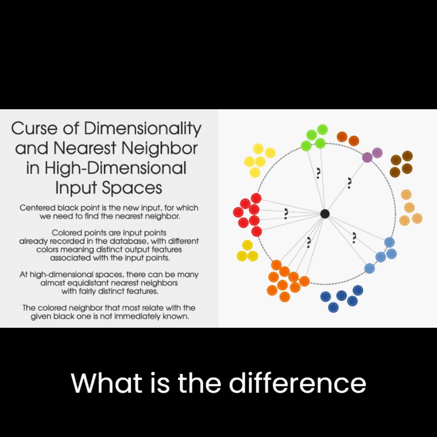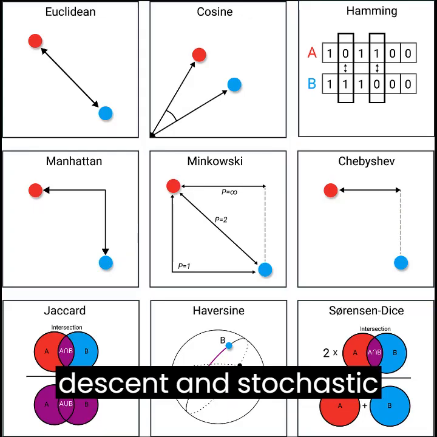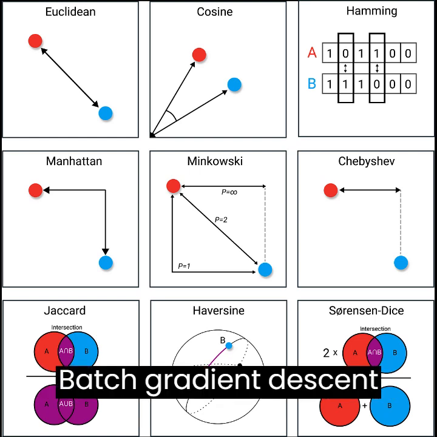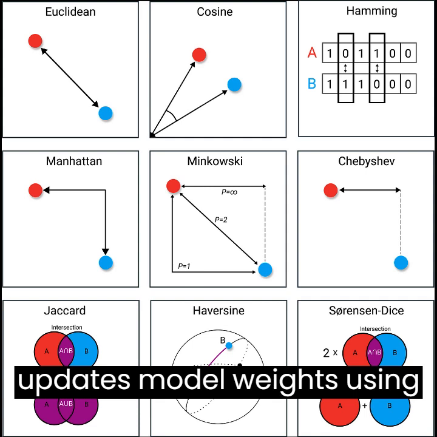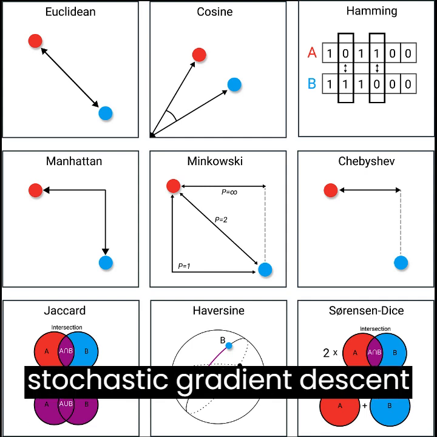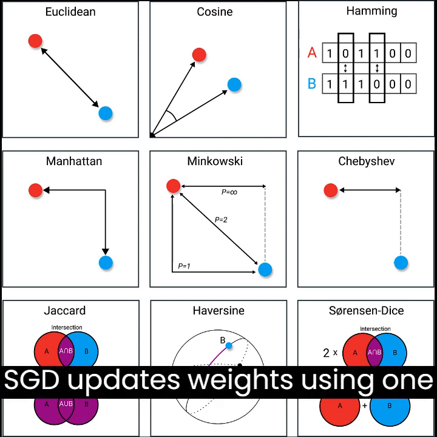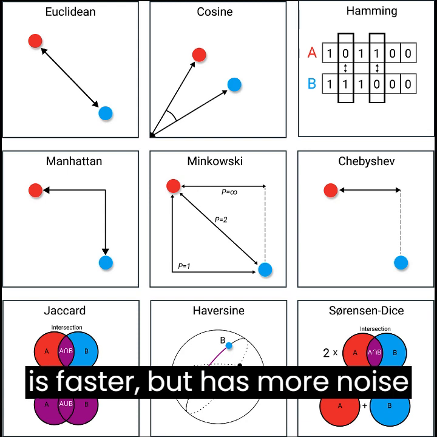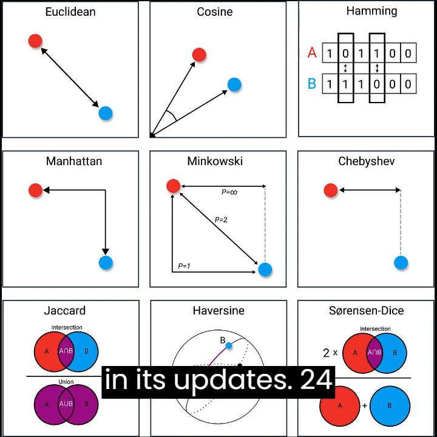23. What is the difference between batch gradient descent and stochastic gradient descent? Answer. Batch gradient descent updates model weights using the entire training dataset in each iteration, while stochastic gradient descent, SGD, updates weights using one data point at a time. SGD is faster but has more noise in its updates.